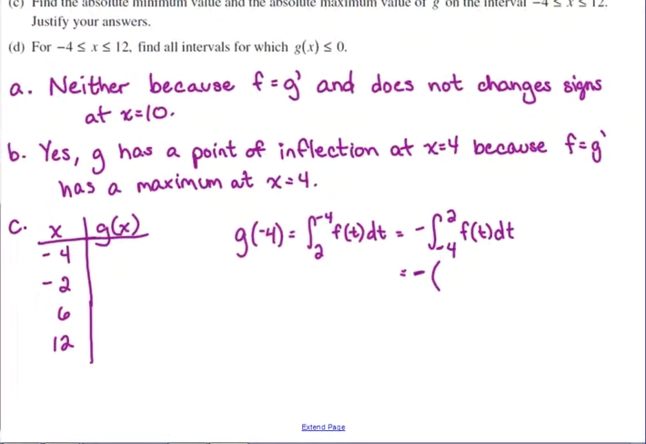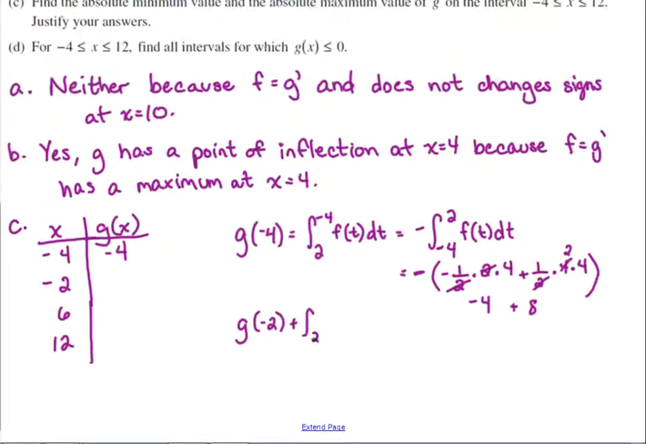So between -4 and -2, we have a triangle that is below the axis. So I'm going to do -1/2 times the base is 2 times the height there is 4, plus, going all the way to +2, 1/2 times my base there is 4, my height is 4. So we've got -4 plus 8. So that's +4, but there's a negative in front of it. So g of -4 is -4. All right, g of -2, the integral from 2 to -2. We're going to flip this one over as well.